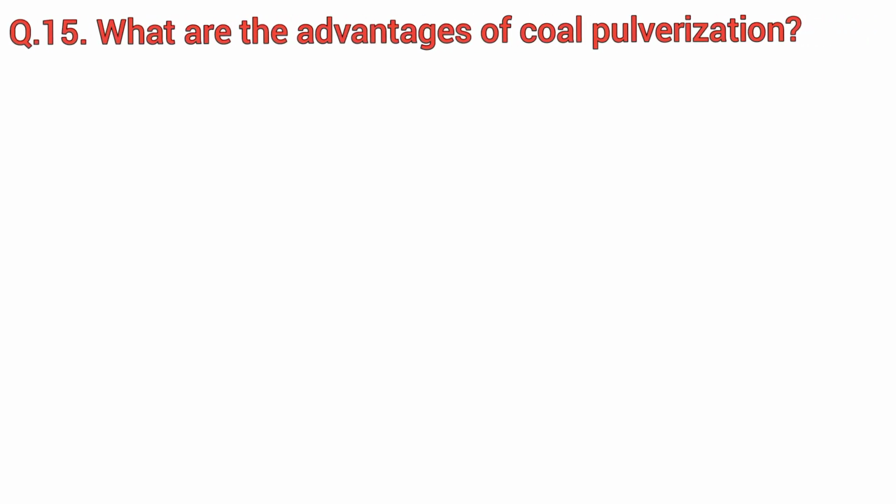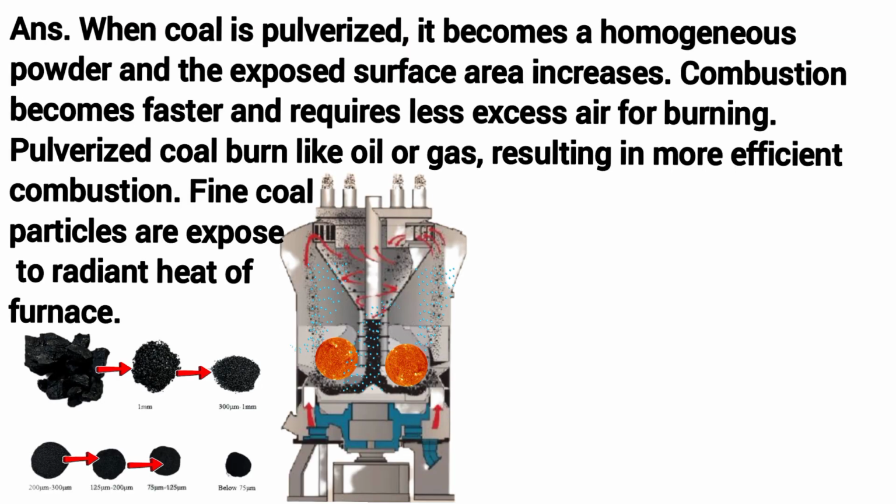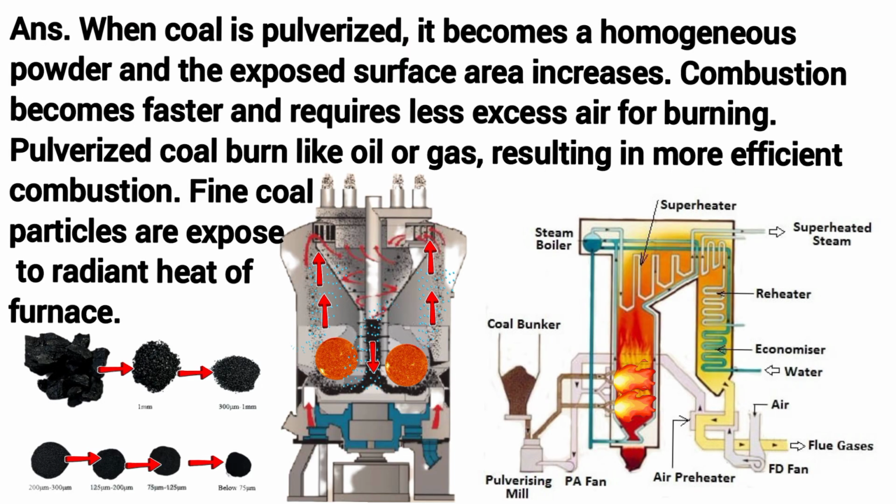What are the advantages of coal pulverization? When coal is pulverized, it becomes a homogeneous powder and the exposed surface area increases. Combustion becomes faster and requires less excess air for burning. Pulverized coal burns like oil or gas, resulting in more efficient combustion.